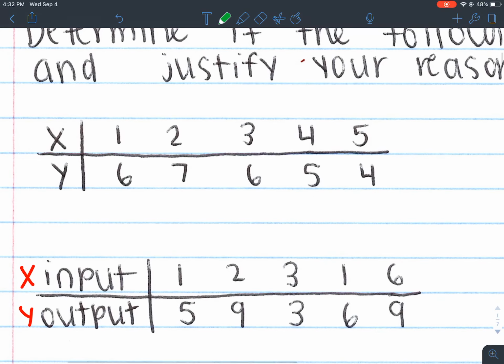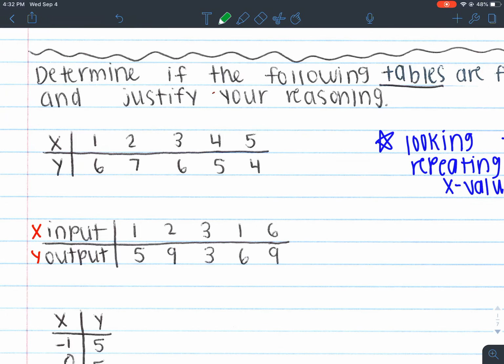With this first table, you would read this as 1, 6, so you'd have the point (1, 6), and then (2, 7), and so on. But what I'm looking for is that for every input there's at most one output, which means I'm looking for repeating x values. Out of the x values I have, 1, 2, 3, 4, and 5, do any of these repeat? No, none of them repeat, so yes, it's a function. It says to justify the reasoning, and the reasoning is that there are no repeating x values.